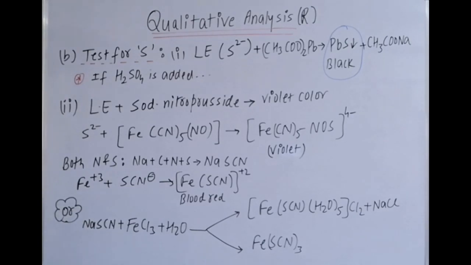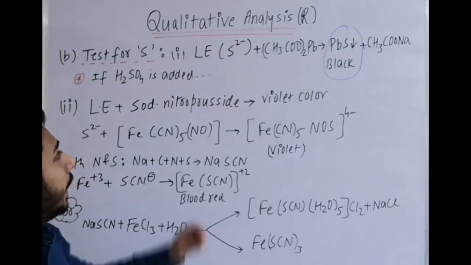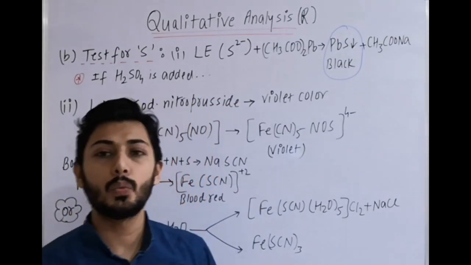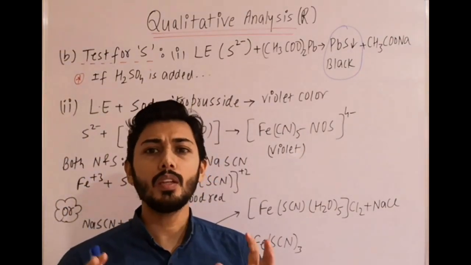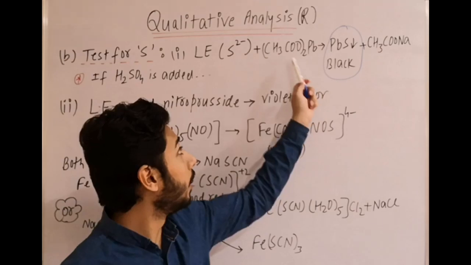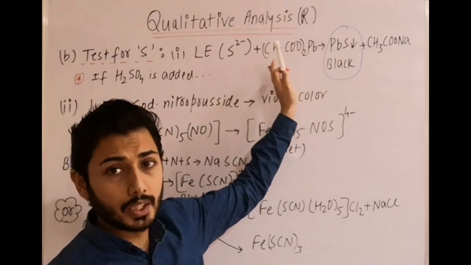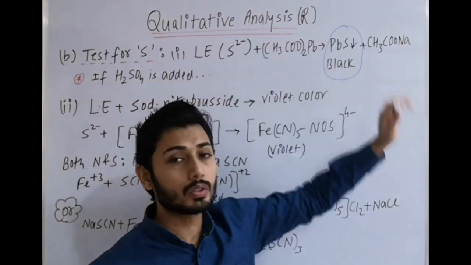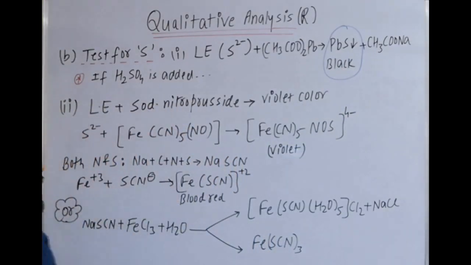Now next is test for sulfur. In this test, we take the Lassaigne extract, acidify it with acetic acid, and then a few drops of lead acetate are added. This gives a black precipitate of PbS, plus the salt of acetic acid.